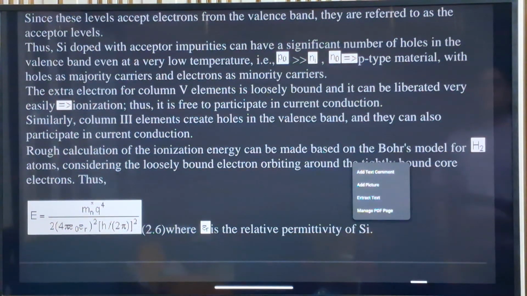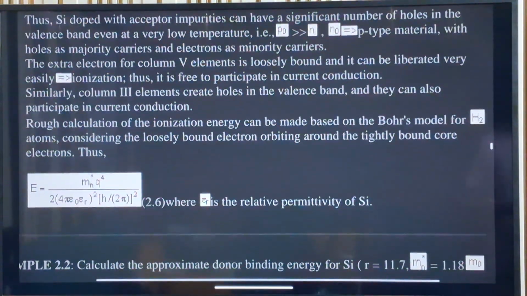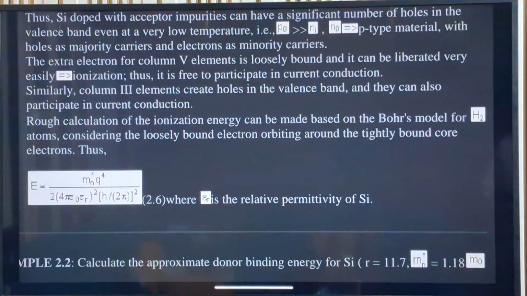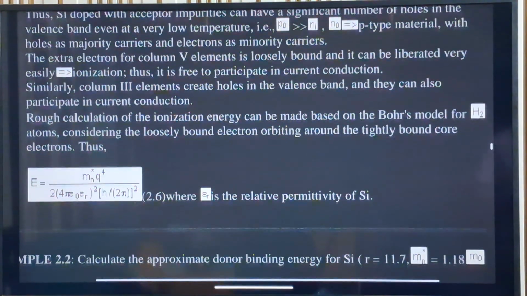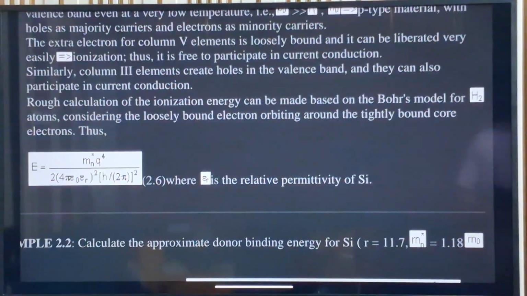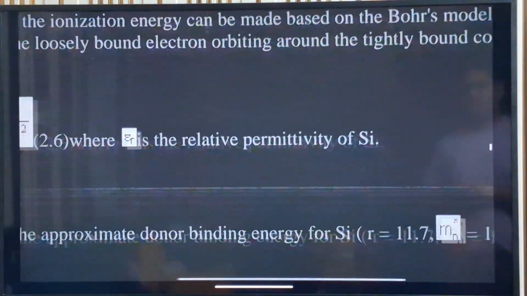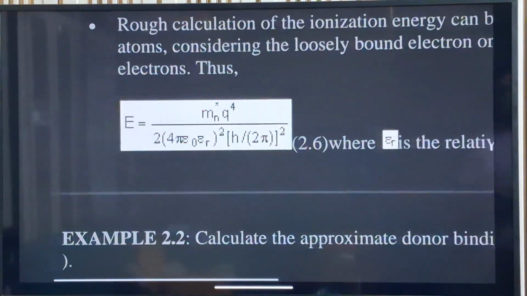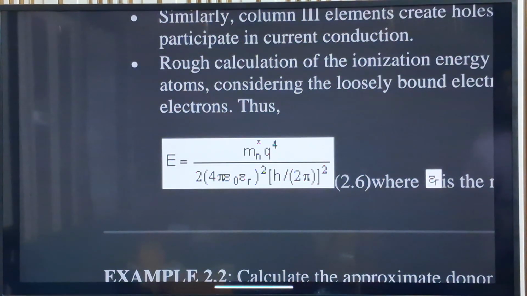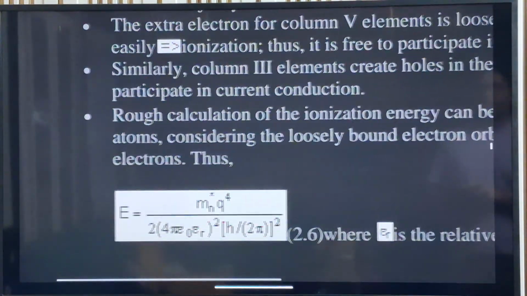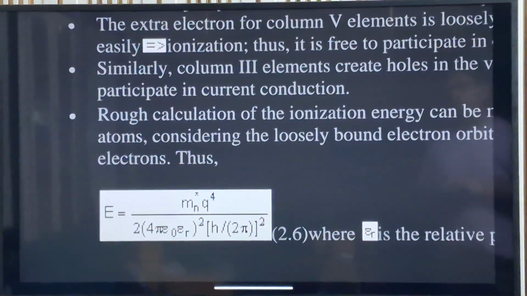Now, a rough calculation of the ionization energy can be made based on Bohr's model for hydrogen atoms, considering the loosely bound electron orbiting around the tightly bound core electrons. Thus, E is equal to, so this formula exists, and this is the calculation of the ionization energy of the atoms.